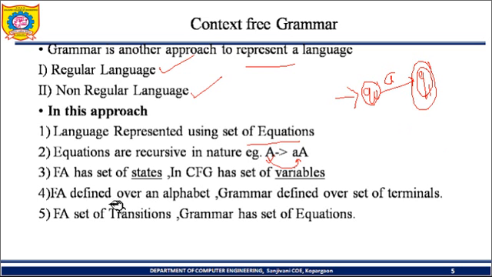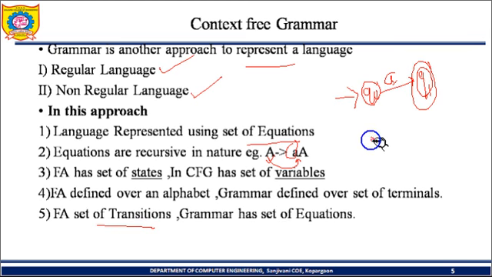FA, finite automata, is defined over an alphabet. So small a is the alphabet. In case of grammar, it is called a terminal. For example, here A tends to small a, so small a is the terminal. So grammar is defined over a set of terminals. And FA has a set of transitions and grammar has a set of equations.